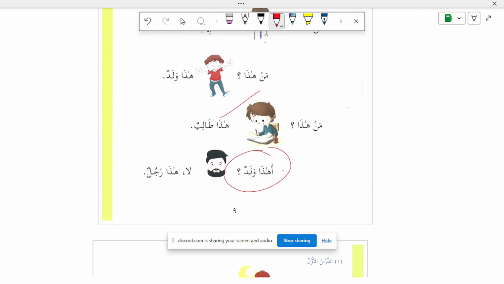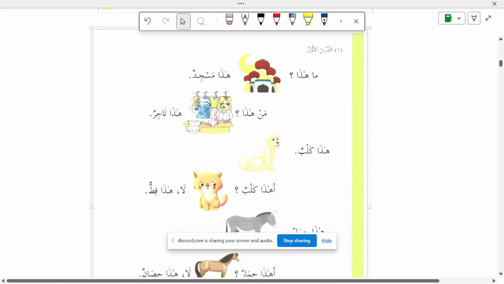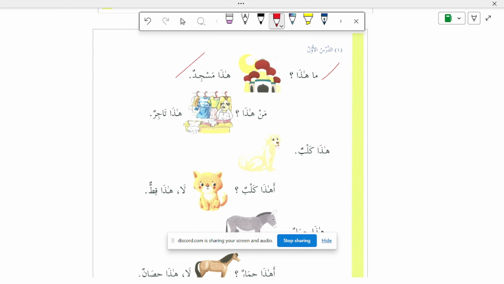Here again the word haza waladun is always used with a complete sentence. The sentence is haza waladun. This is a boy. I am making it interrogative: haza waladun? Is this a boy? So the answer is la, not haza rajulun. This is a man, an adult man. Ma haza? What is this? Haza masjidun. And when they are human, man haza? Who is this? Haza tajirun.